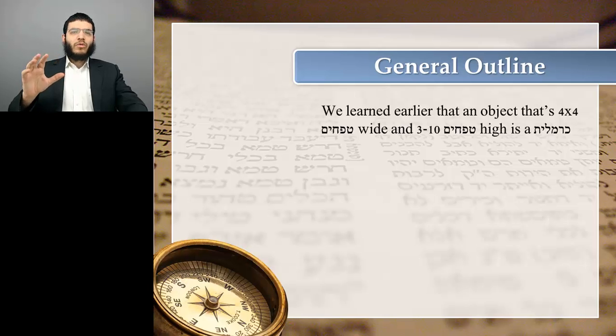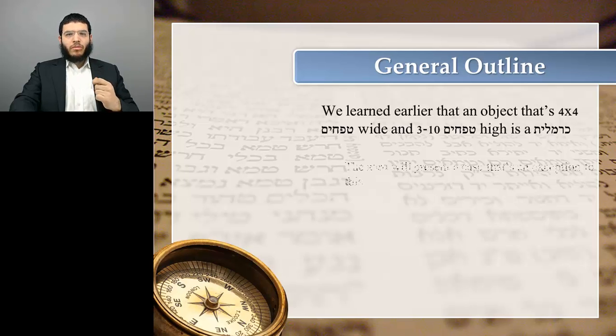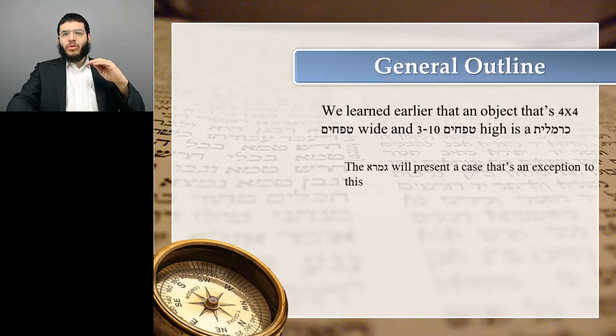In our Gemara, we're going to continue on with this discussion. So we learned earlier that an object that's 4 by 4 tefachim wide and 3 to 10 tefachim high is a Carmelis. So in our Gemara, the Gemara will present a case that's an exception to this. Although generally an object that's 4 by 4 tefachim wide and between 3 and 10 tefachim high is a Carmelis, the Gemara now will present an exception to this.